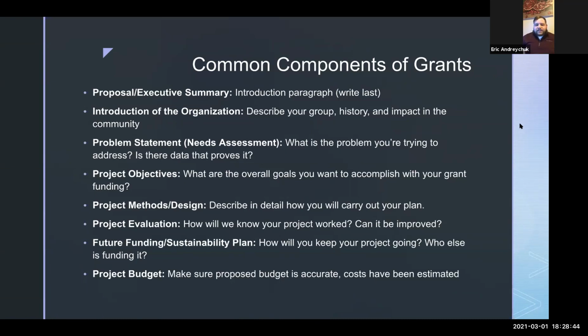The next section is project objectives. In this section, you really want to describe what are those great impacts that you're trying to make and what you want to accomplish with the grant funding. So for instance, it's not going to be something as granular as getting foot traffic into downtown. It's going to be something bigger, much larger that you're trying to describe.